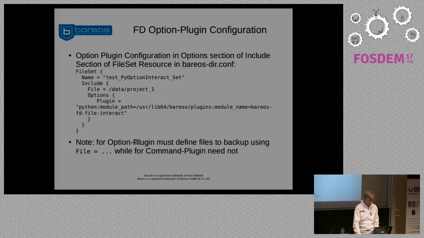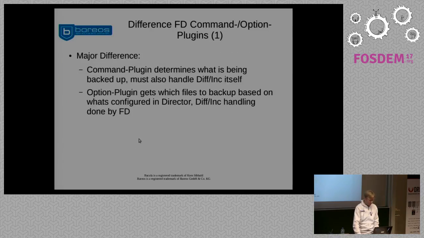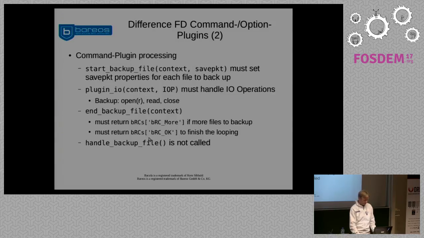That we come to the difference a bit later. The major difference between the command and option plugins is that the command plugin determines what is being backed up itself. So it also must handle differential and incremental, while an option plugin gets the list of files to be backed up from the director. So in that case, you must define the file equals in the file set, which is then sent to the plugin.